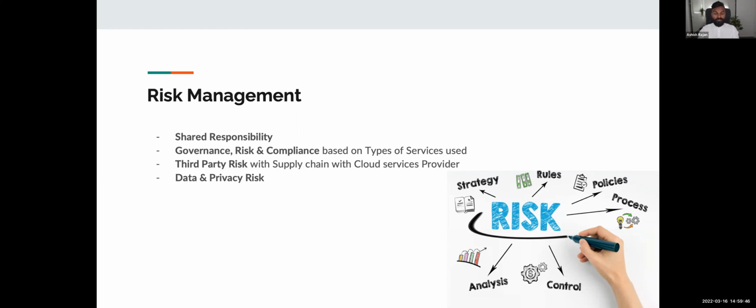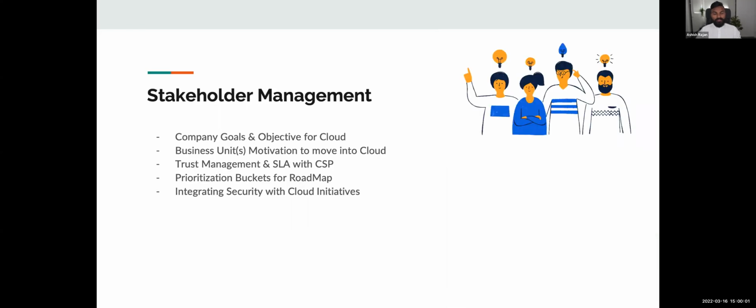You can also choose that, hey, there is no data center in my country, so I'm not comfortable moving into this cloud service provider. Totally fine to do that as well. The answer to that would depend on the kind of company that you work in, and which also brings me to stakeholder management.